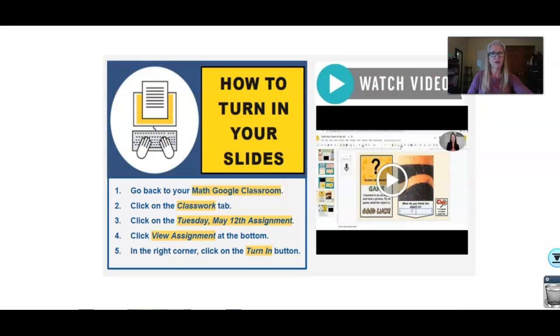This slide tells you how to turn in your Google Slide assignment. These are the steps. If you can't follow the steps, there's an accompanying video that actually takes you through the steps and shows you exactly how to do it.